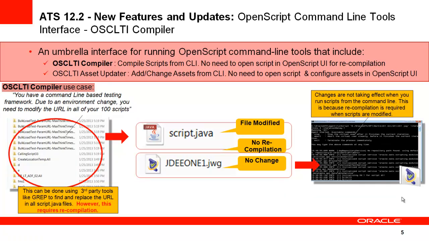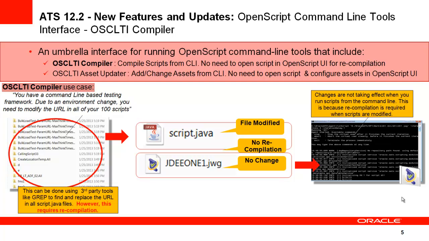The first tool included in this feature is the script compiler, which allows you to do a bulk script compilation without opening scripts in the OpenScript Graphical User Interface. So let's think about an example use case. You have an automated testing framework that runs your scripts from the command line.